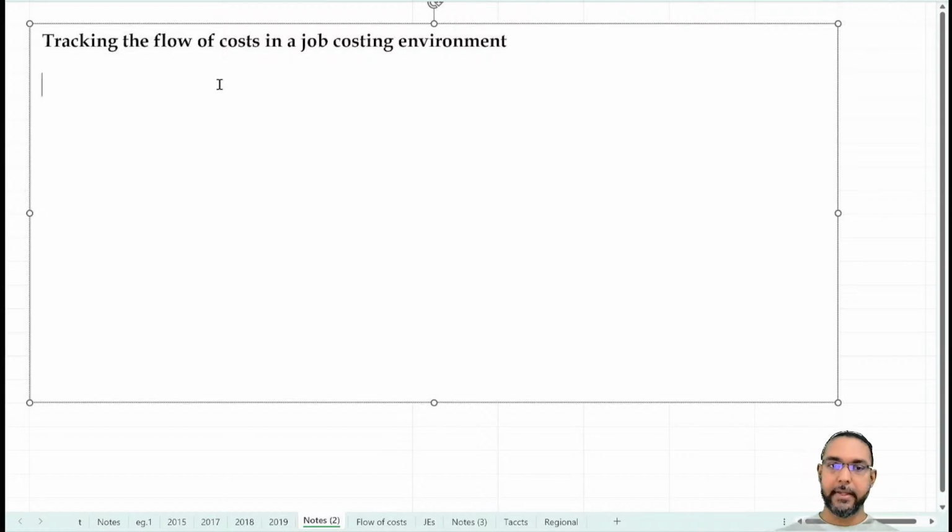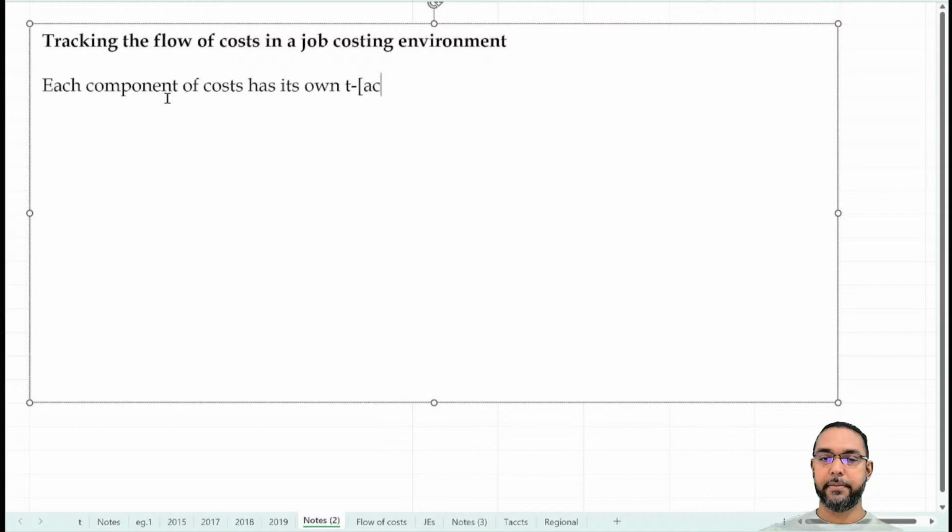All right, so as we could see from the previous page, each component of costs has its own T account. Sorry. Does this go here then? It's kind of in the way there.